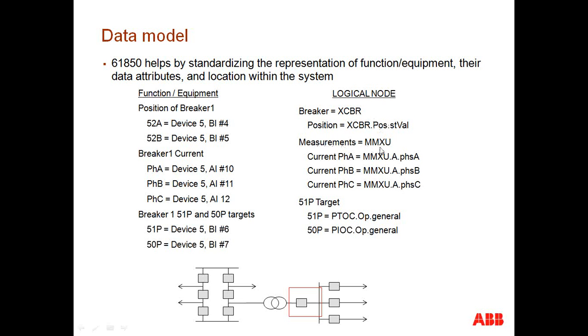Then let's take a look at our current measurements, where there's a logical node or function called MMXU. And as part of MMXU, you have an attribute called A for amperes. MMXU.A.phase A refers to the ampere measurements of phase A. MMXU.A.phase B refers to the ampere measurements of phase B, and the same for phase C. Now, let's take a look at our protection function targets. Again, we don't have binary information. We have a function called PTOC, for protection time over current, and then there's a data object called operation, or .OP. For our instantaneous over current function, we have PIOC, which is protection instantaneous over current.